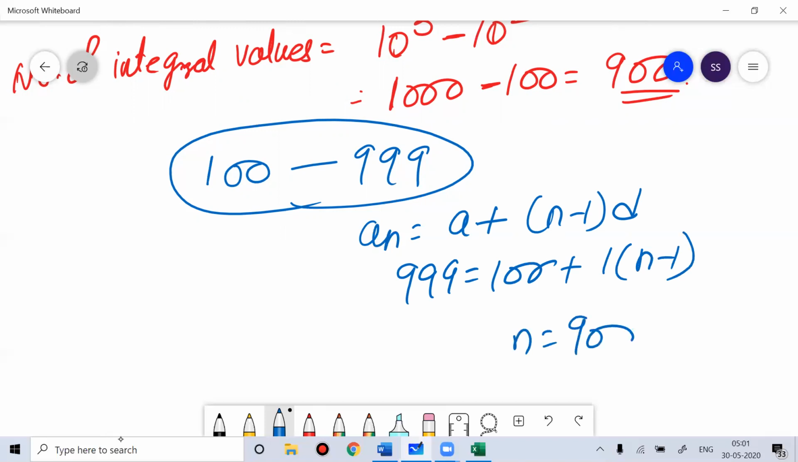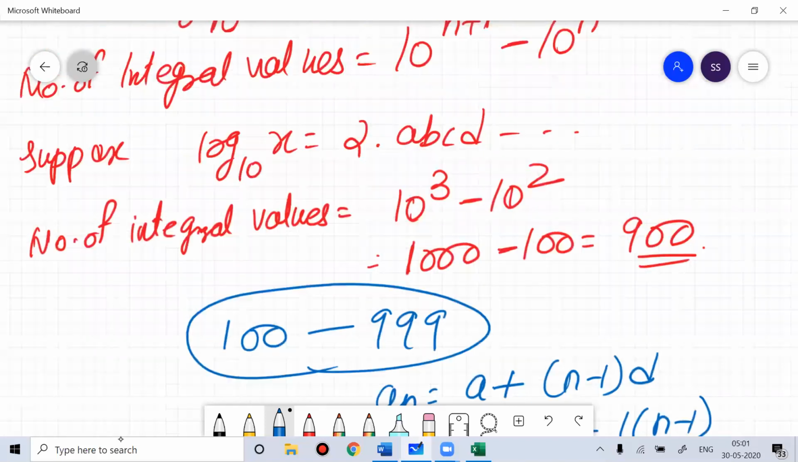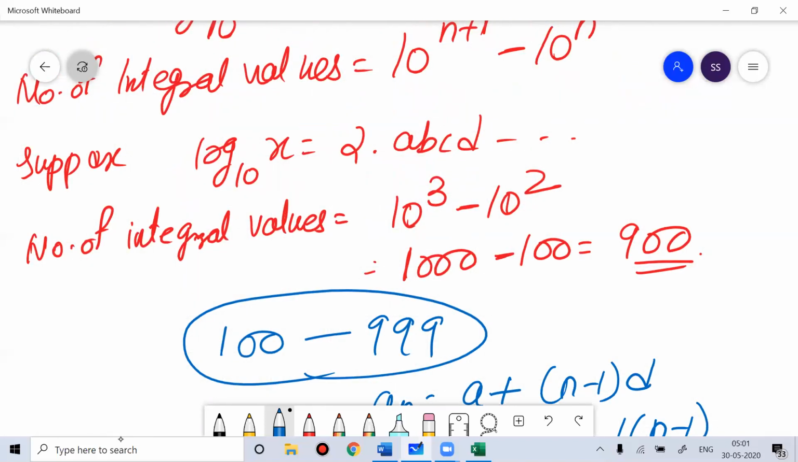So n is equal to 900. The same thing, if I ask you, imagine if the characteristic is 3, then it would be from 1000 to 9999. So then that value you can count it. So that would be 9000. I hope you can easily understand this part. Okay, so that would be very easy.